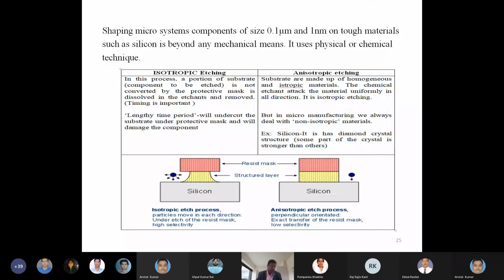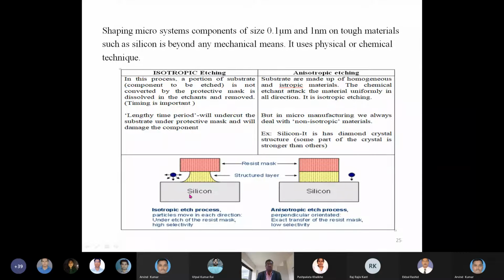Now this bulk micro manufacturing system is again of two kinds. Here we have a silicon wafer, which is the substrate, and this is a mask that we provided. Whenever it is put into the etchant solution, the substrate is etched depending on the mask shape. So there are two ways that we can manufacture the component: one is the isotropic etching process, and the other is the anisotropic etching process.